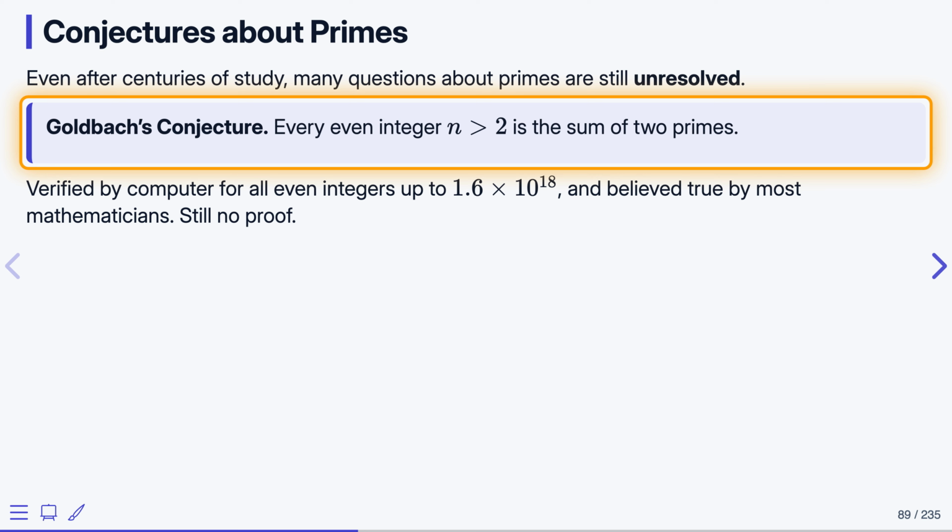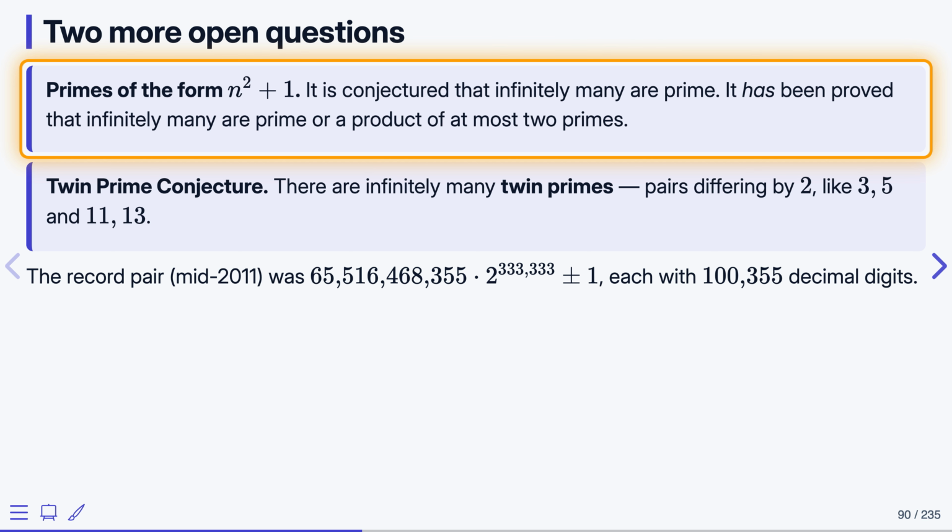Two more open questions. First, numbers of the form n squared plus 1. We think infinitely many of them are prime, but that is unproven. What we do know is a weaker result. Infinitely many are either prime or a product of at most two primes.